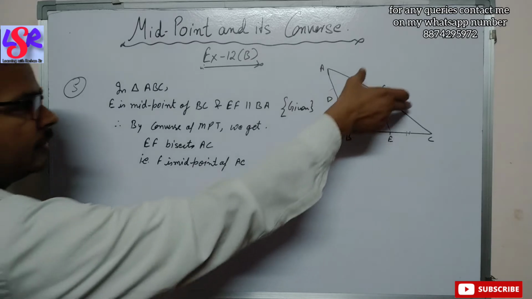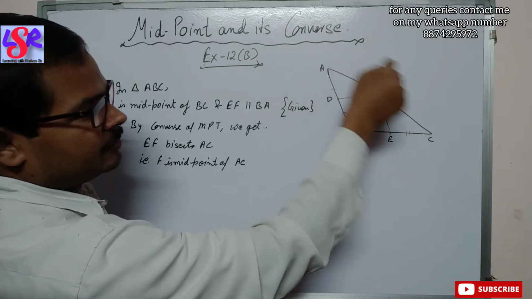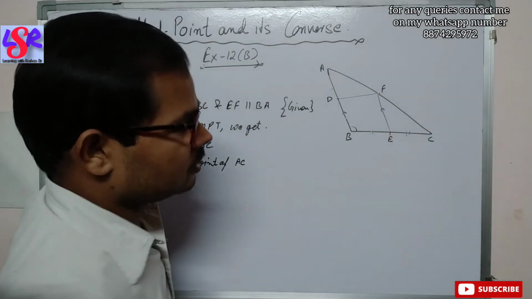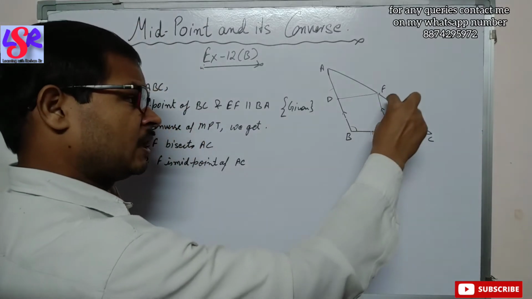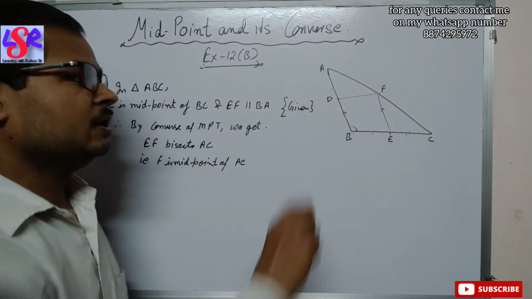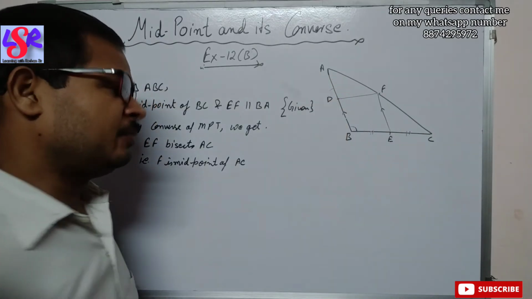और अगर ये दो equal part में divide करता है, this means F is a midpoint of AC. Now we have got F and E both are the midpoints of their respective sides. So this line will be half of this one. So parallel तो पहले से दिया हुआ है. This will be half of this one by midpoint theorem.